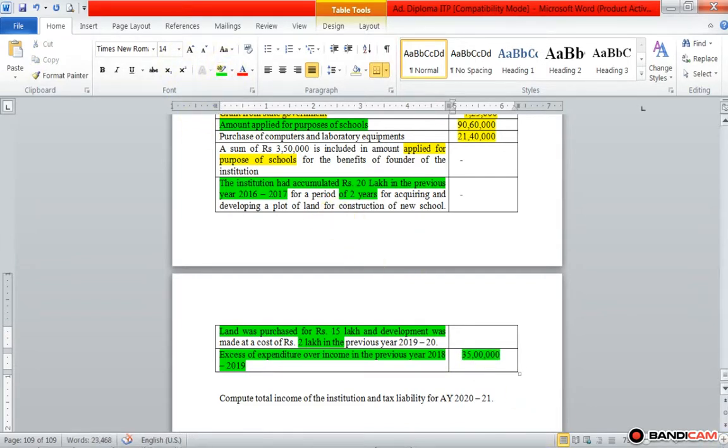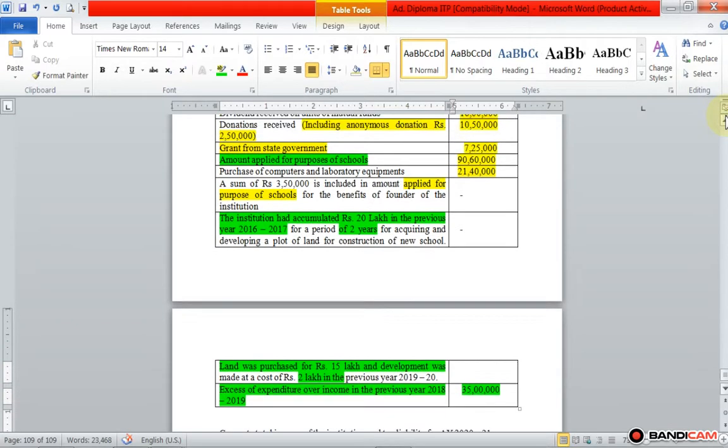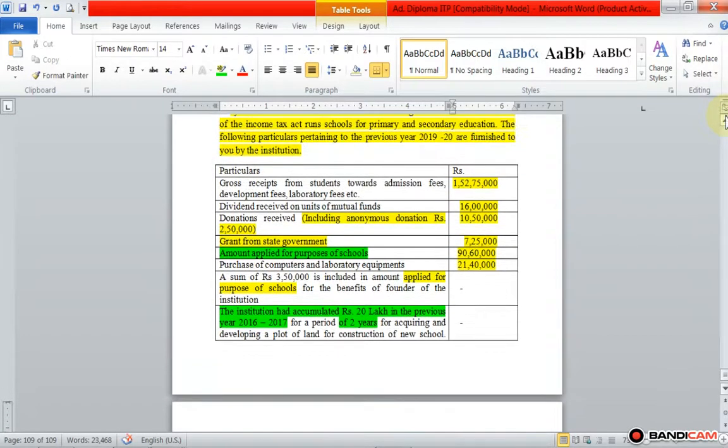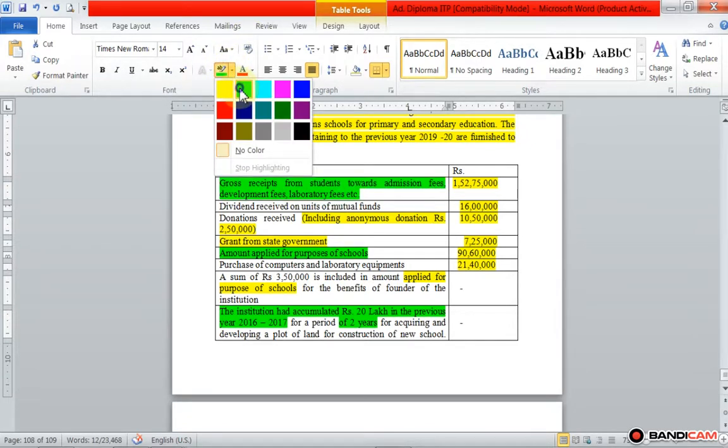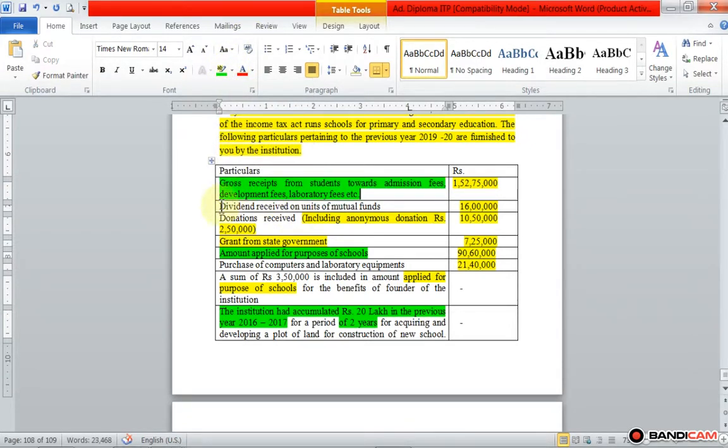So here we read the problem carefully. Now we bifurcate the income and expenses, or income and application of income, of the charitable organization. Here gross receipts from admission, tuition fee and laboratory fee are the income of the charitable organization. Then dividend is also income of the charitable organization.